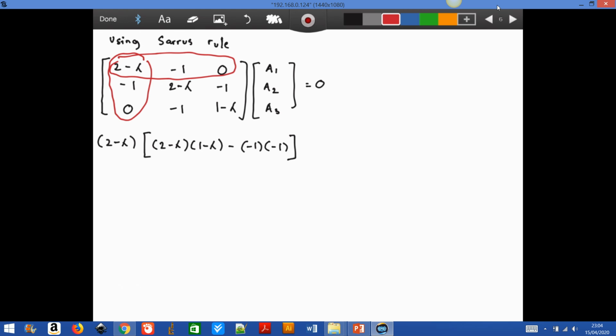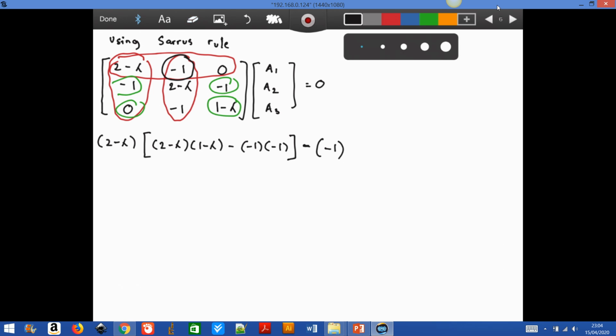Okay, and then now we'll focus on the second one here. So remember, the second one will be negative, minus negative 1, because in here is negative 1. The remaining is this one, this one, this one, and this one. So it becomes minus 1 multiplied by (1 minus lambda), minus 0, because this one multiplied by this one will become 0.